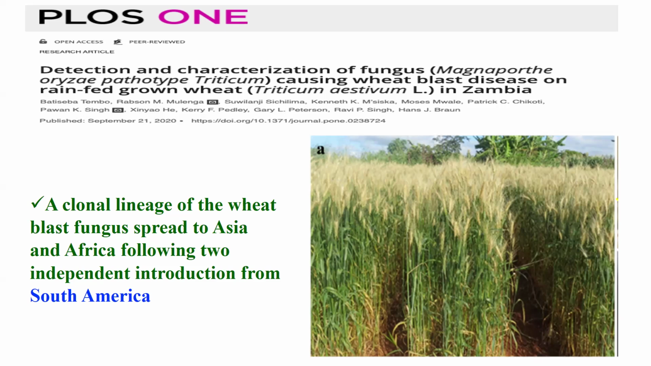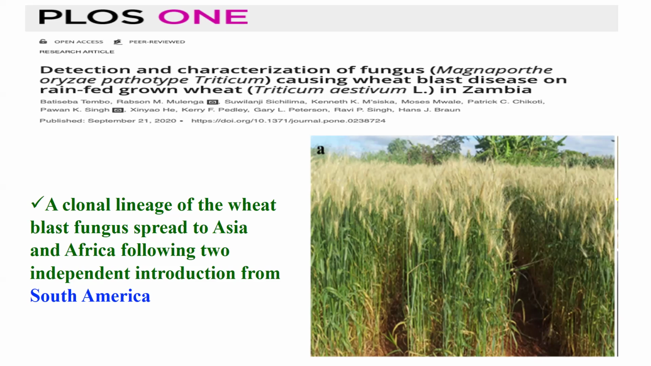Considering this, I realized that the biggest problem is that there is no diagnostic protocol in the quarantine office. So when grain, wheat, moves from one country to another through export and import, the pathogen is also moving. How can we stop it?